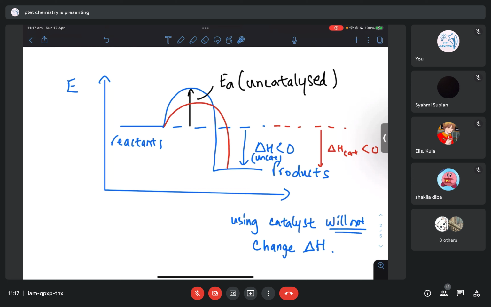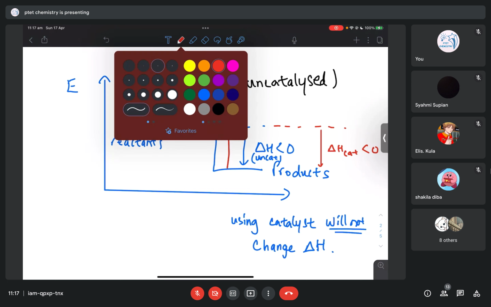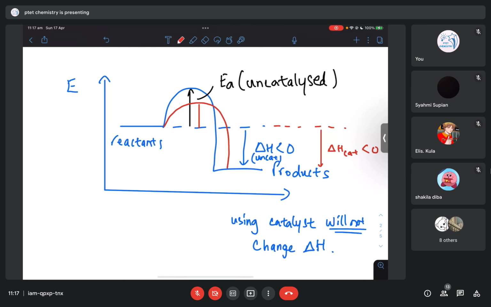What does change, however, is the activation energy. You will see that there is a different pathway from the reactants to the top of the peak. This is now the activation energy of the catalyzed reaction. The activation energy is still positive, it's still going upwards, but you have a slightly less steep hill to overcome. So we can say that the activation energy catalyzed is going to be lower than the activation energy uncatalyzed.